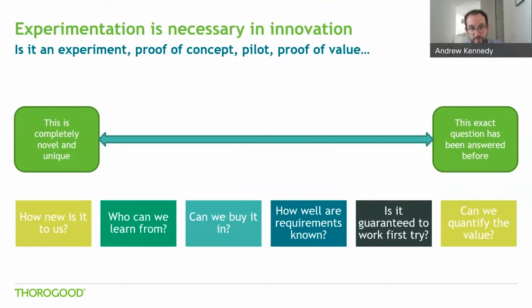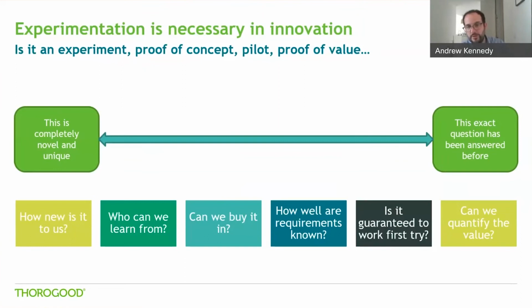Is it guaranteed to work first try? If you've done something so many times that you know it's going to work, that could be a really good reason to just go straight into the project phase of it. If it's not guaranteed to work first try, and I'll give data science as an example, there are a lot of applications where you have to look at how well the data is going to support the question at hand. And those things, again, drive a more experimental approach.